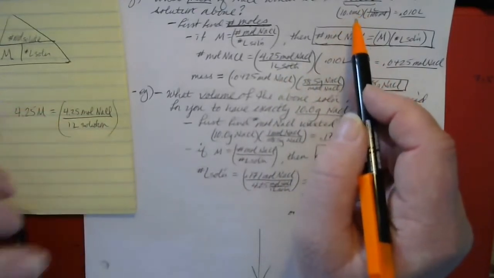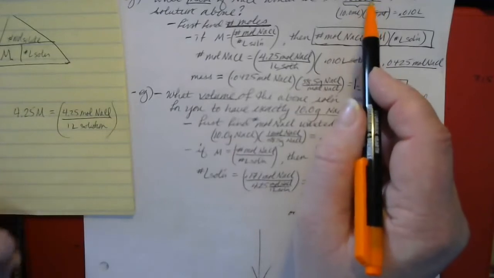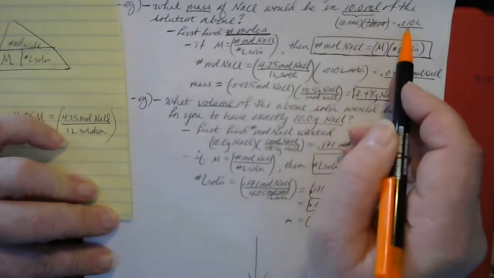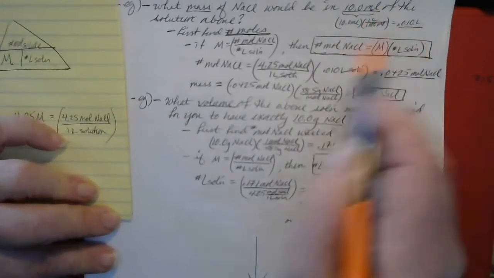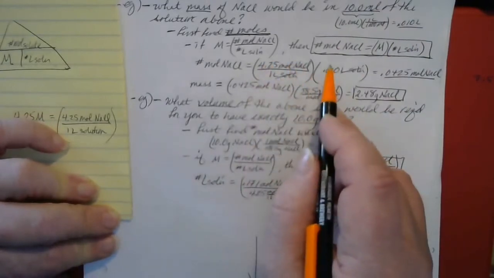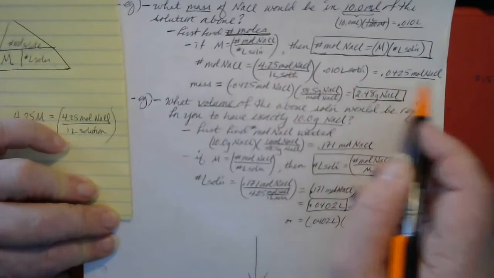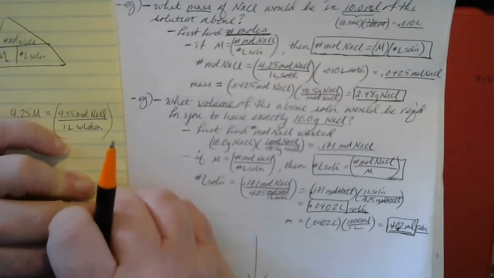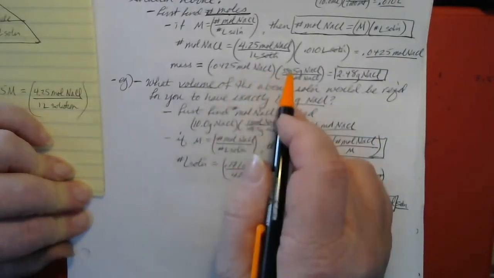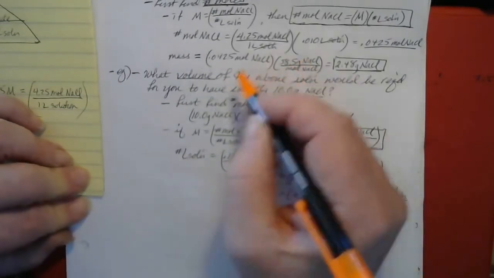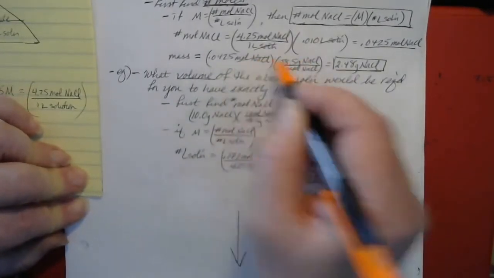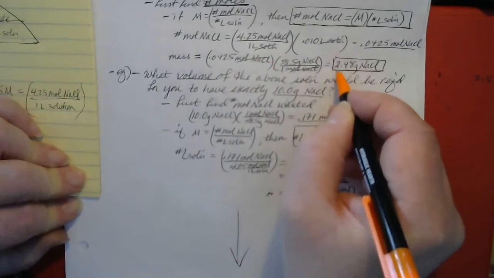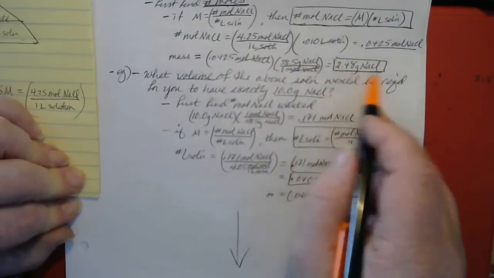It was 10 milliliters. Remember to watch those units, because volumes are usually going to be given to you in milliliters. So 10 milliliters divided by 1,000 gives us 0.01 liters. 4.25 moles per liter times 0.01 liters means that there are 0.0425 moles of sodium chloride in that solution. And then the mass is just the number of moles times the molar mass of sodium chloride. Again, you can see here that moles of sodium chloride cancel, and we end up finding that in that volume of the solution there are 2.48 grams of sodium chloride.